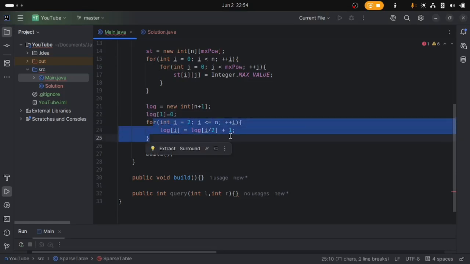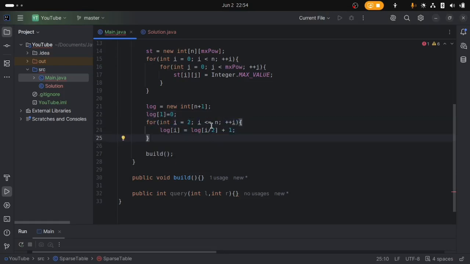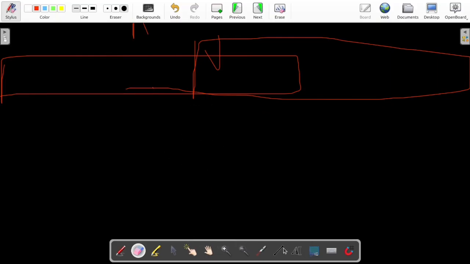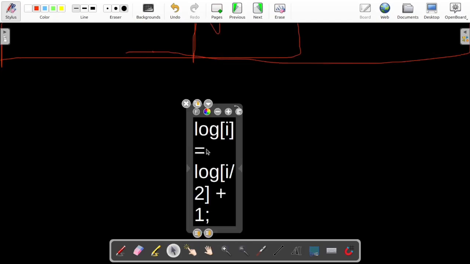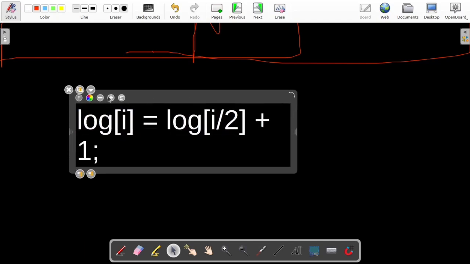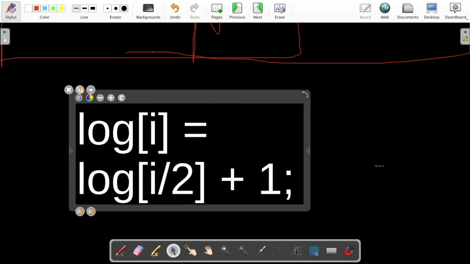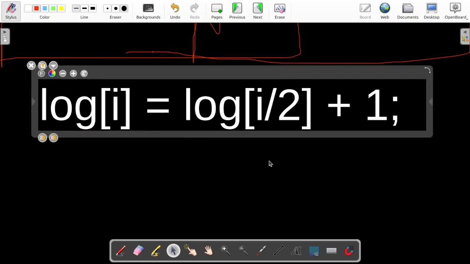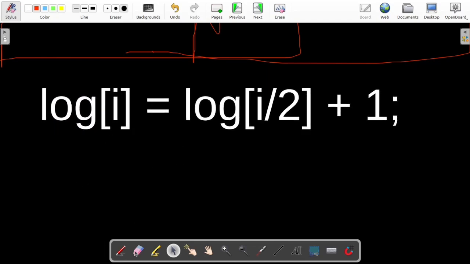Then I calculate for the rest of the lengths, from i equals 2 to i equals n, using this formula. Let me copy this. Let's see whether it will get pasted or not here. Okay, it is getting pasted. Fine. So using this formula, I'm calculating, for a segment of length i, the maximum power of 2 that can fit inside it. Now let's see how this formula is working.